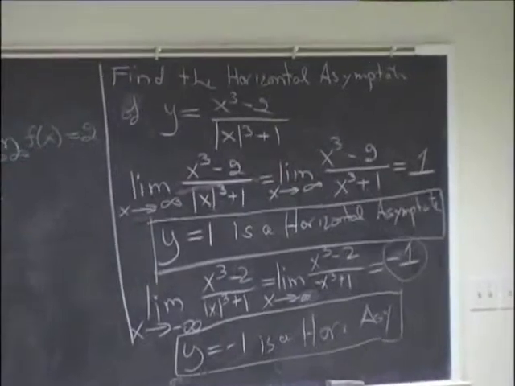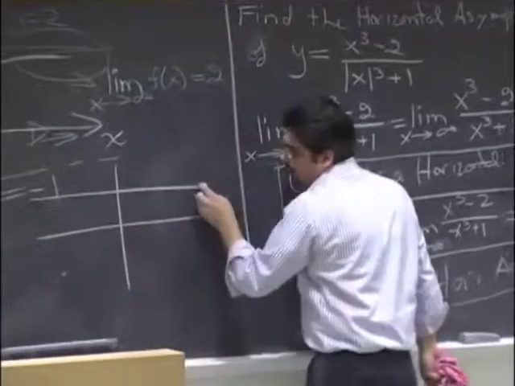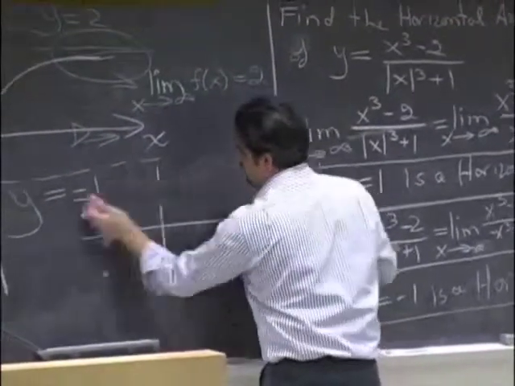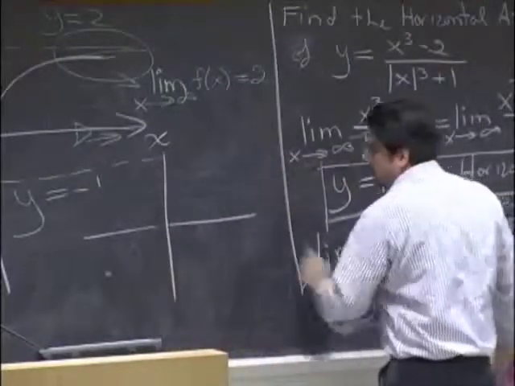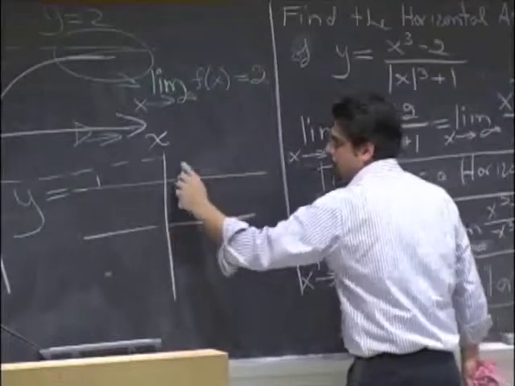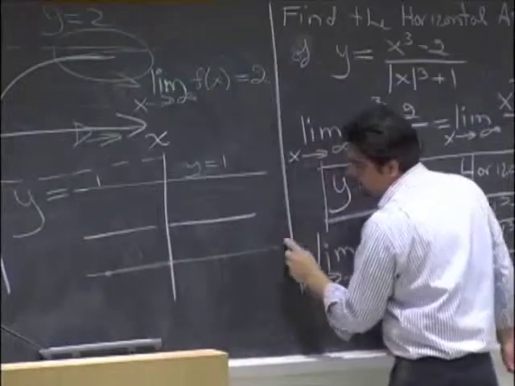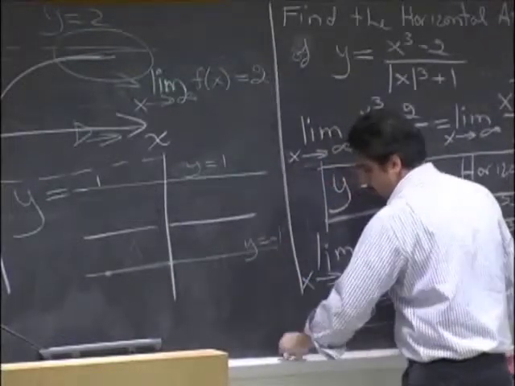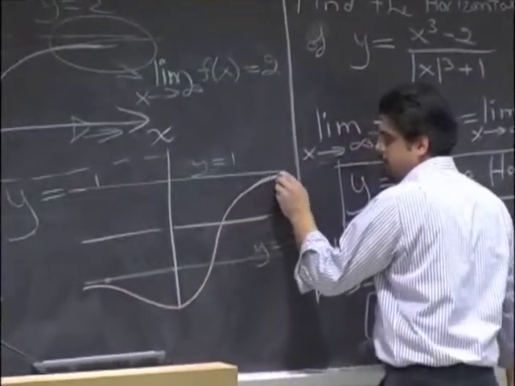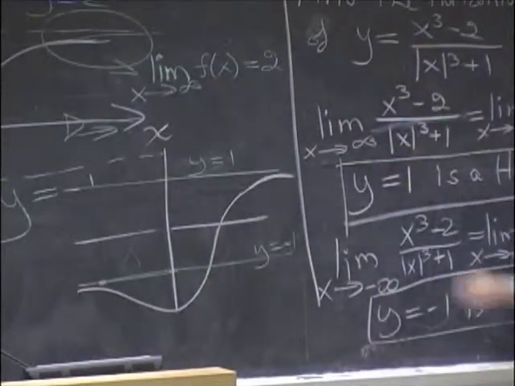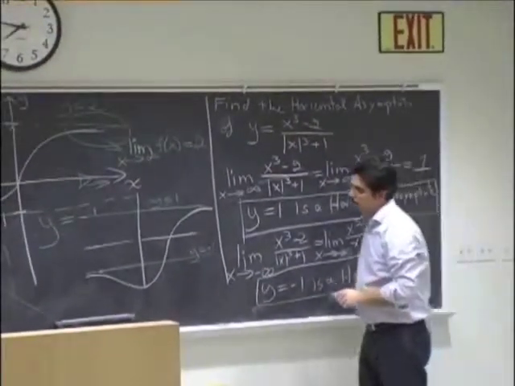The graph of that, by the way, looks like this. So here's 1. Here's negative 1. And the graph, if you graph this, looks like this. Okay? That's the graph of y equals x cubed minus absolute x cubed plus 1.